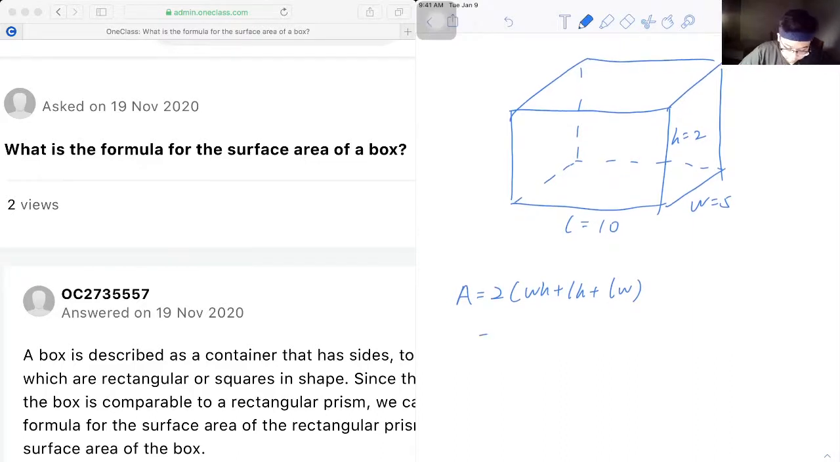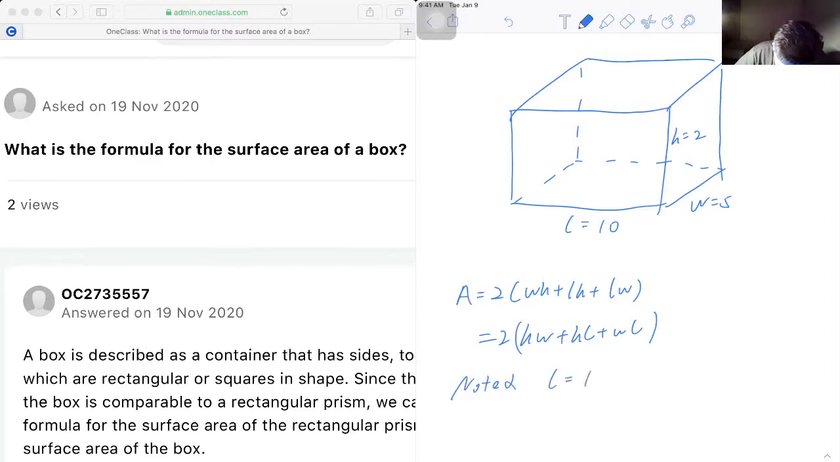I mean, you can also write it as HW, HL plus WL. The order doesn't matter. So, noted.